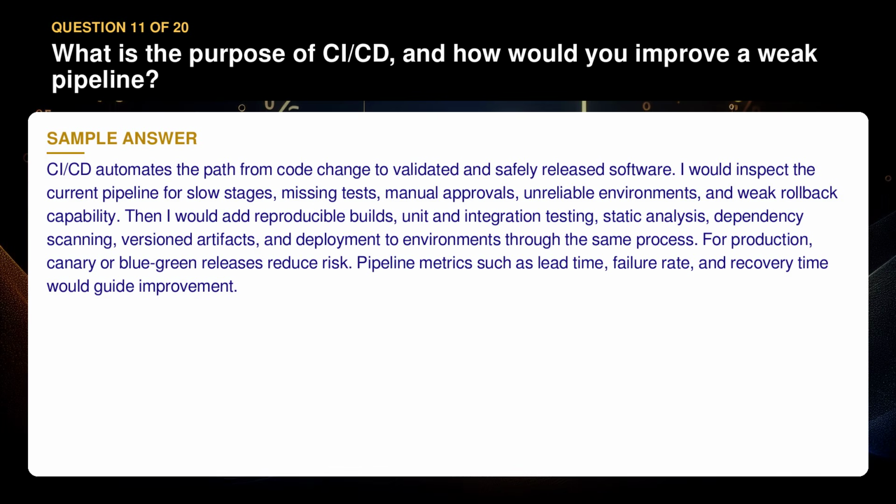Then I would add reproducible builds, unit and integration testing, static analysis, dependency scanning, versioned artifacts, and deployment to environments through the same process. For production, canary or blue-green releases reduce risk. Pipeline metrics such as lead time, failure rate, and recovery time would guide improvement.